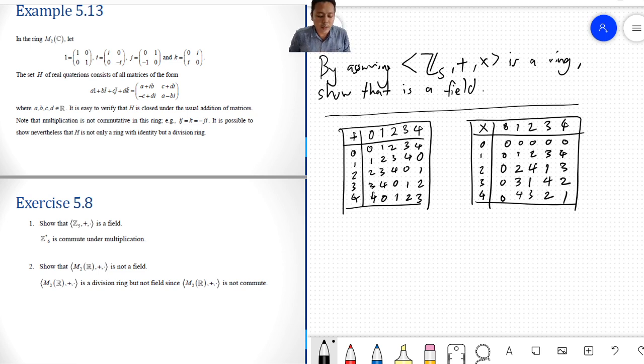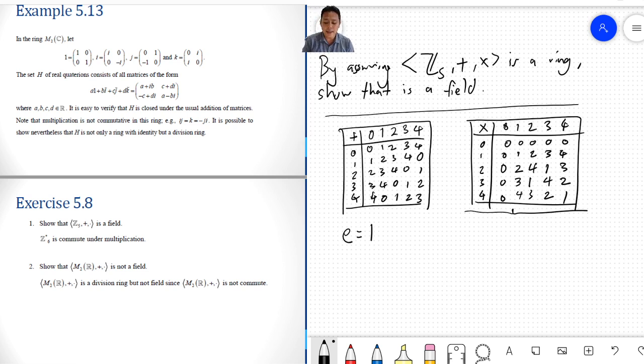Okay, what more do you need to prove? Because a field is a commutative division ring, and a division ring must have unity and it also must have units. When we talk about unity and unit, we focus on the multiplication part. All right, what is the unity for multiplication for Z5? If you refer to this table, the unity is 1.